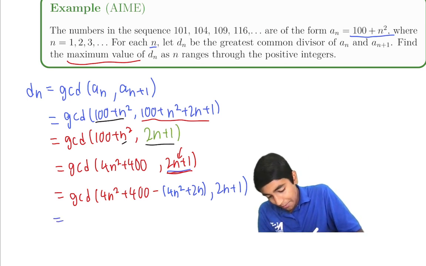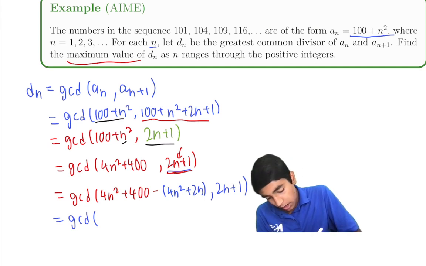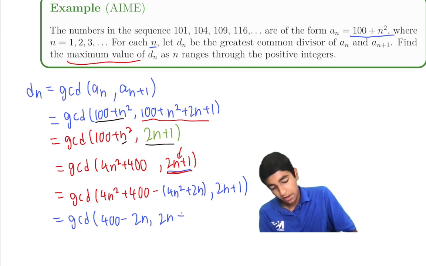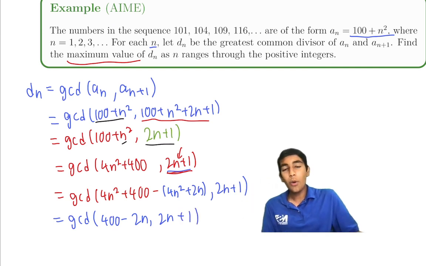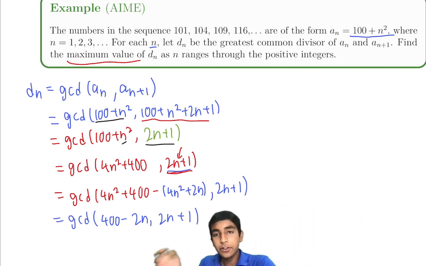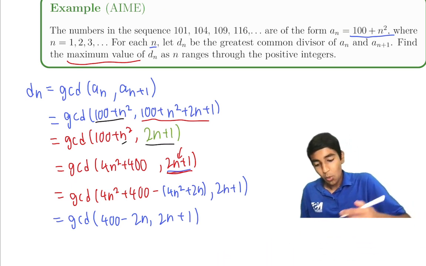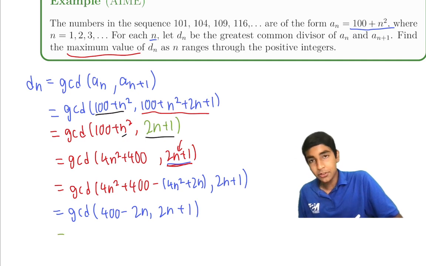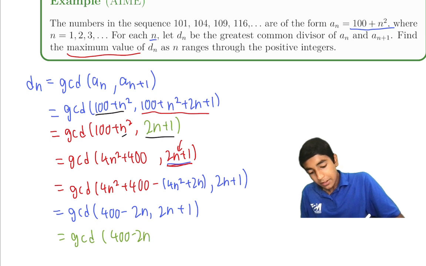And now we just do some simplification. 4n squares cancel. We're left with GCD of 400 minus 2n, comma, 2n plus 1. Now, I know we've been doing a lot of subtraction here with Euclidean algorithm, but you don't always have to do subtraction. As you can see here, we're actually going to do a little bit of addition with the Euclidean algorithm. So what does that mean? Well, that means that this is equal to GCD 400 minus 2n plus 2n plus 1, comma 2n plus 1.